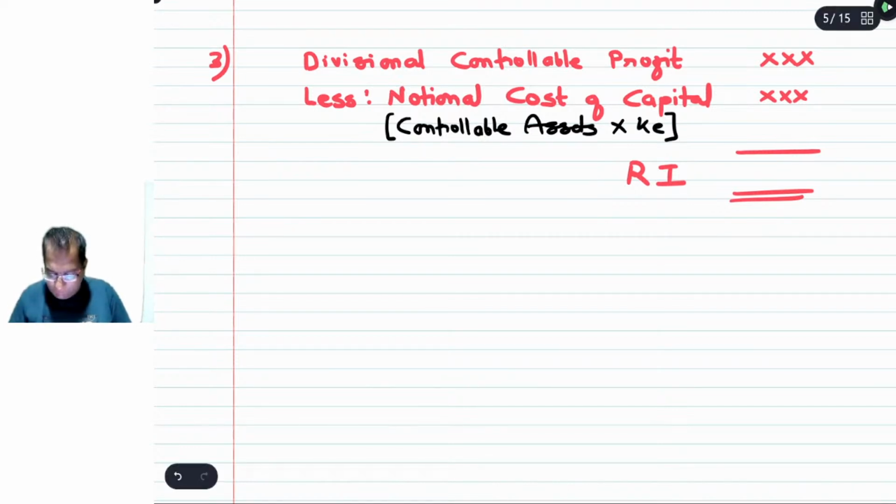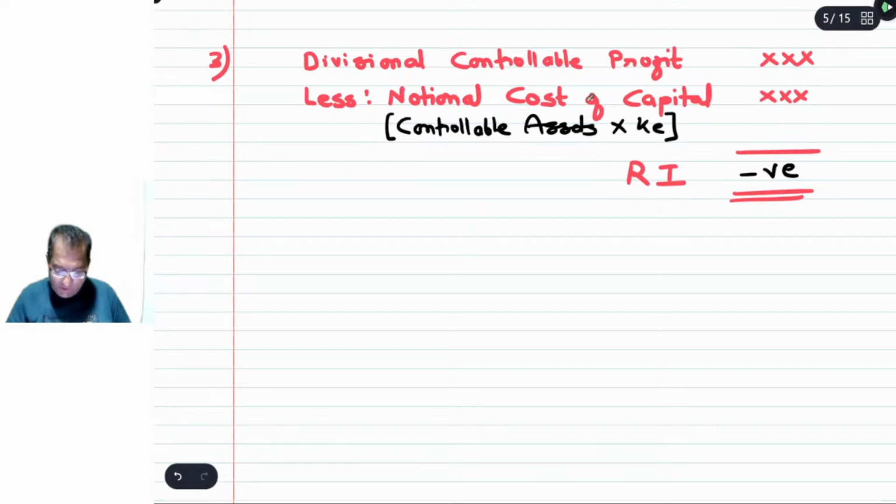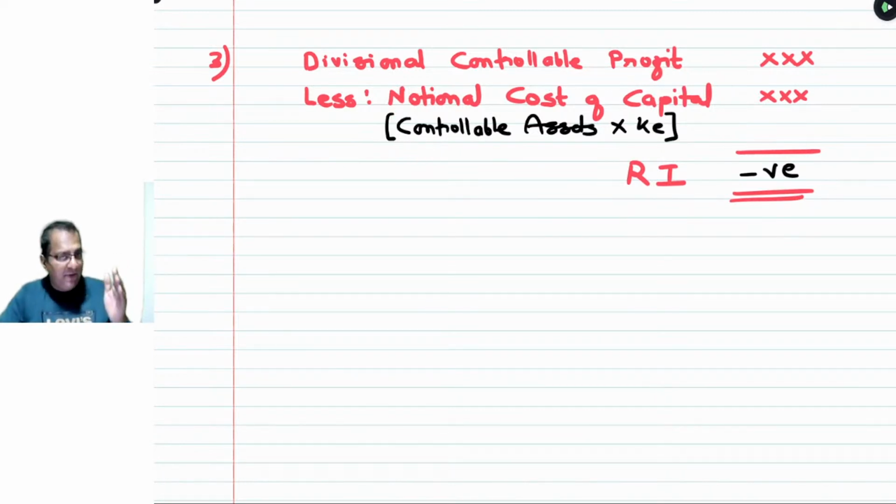Suppose the RI is negative, so definitely based on RI we are evaluating the performance of a department. So the department would not like to invest in this new proposal because it has a negative RI. Also, the company is not interested, since because of negative RI, the divisional controllable profit is not enough to cover the notional cost of capital of the company. Therefore, the company will also not be interested, है ना? तो जो limitation था ROI का कि ROI may not promote goal congruence, that limitation has been overcome by this particular concept, residual income, है ना? लिखिए बेटा, 4 पॉइंट लिखिए.